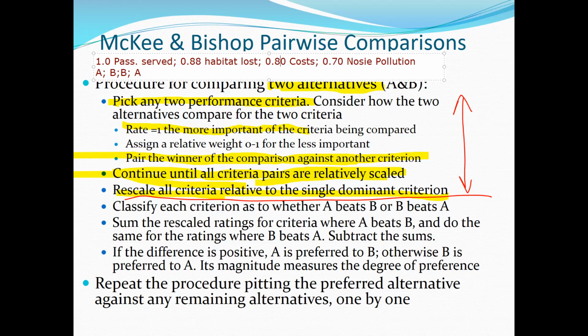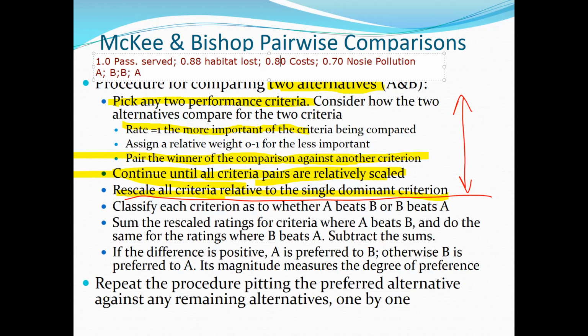So let's say these were our winners. For passengers served, A was the winner. For habitat loss, B was the winner. For cost, B was the winner. And for noise pollution, A is the winner. So that's the alternative that wins on each of those criteria.